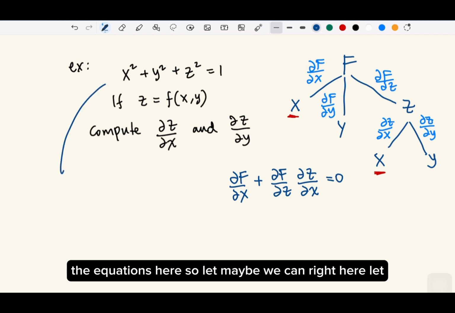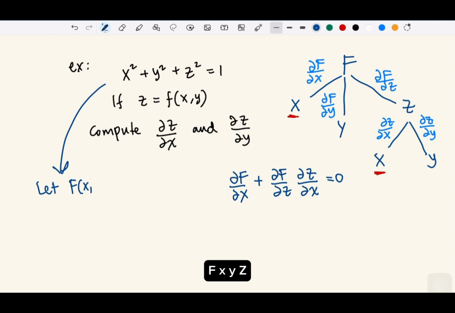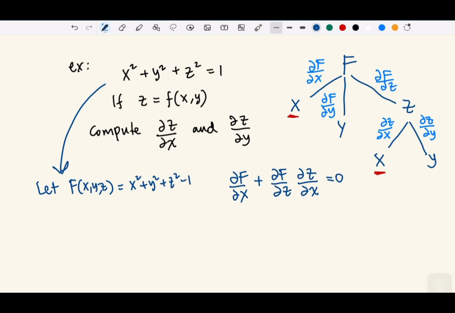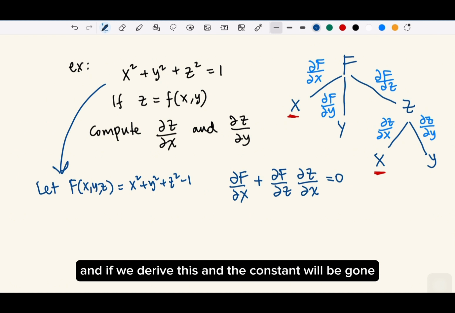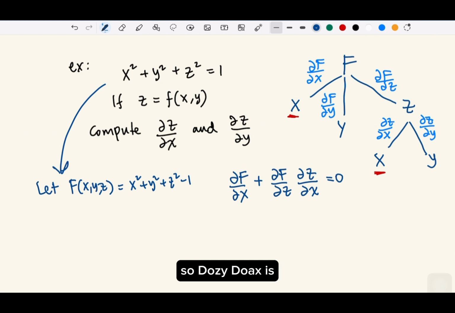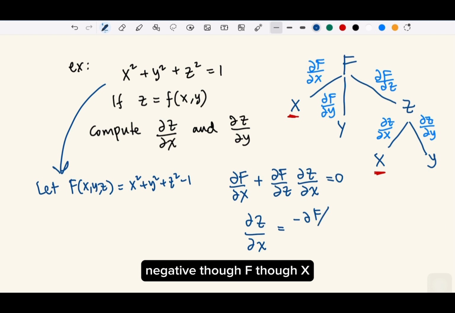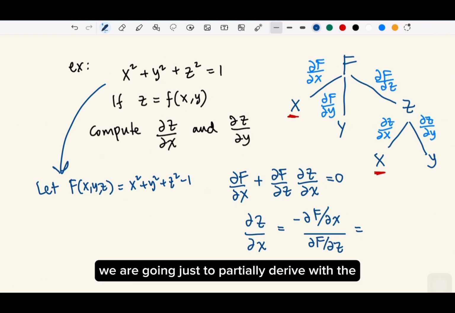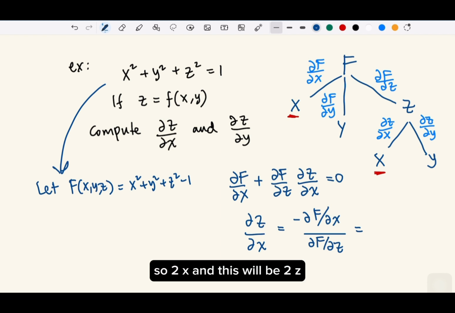So maybe we can write here, let f of x, y, z be x squared plus y squared plus z squared minus 1. And then we derive this, and the constant will be gone. So dou z dou x is negative dou f dou x divided by dou f dou z. So basically, we just partially derive with respect to x. So 2x, and this will be 2z. So it's just x over z, so minus x over z.